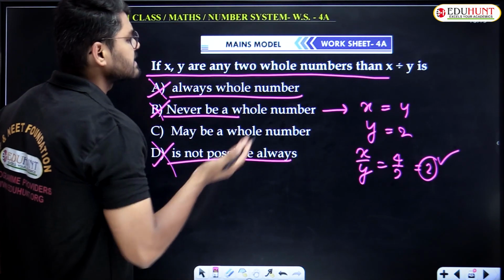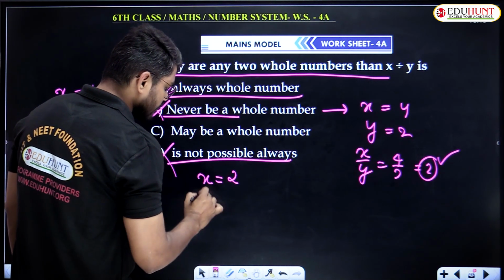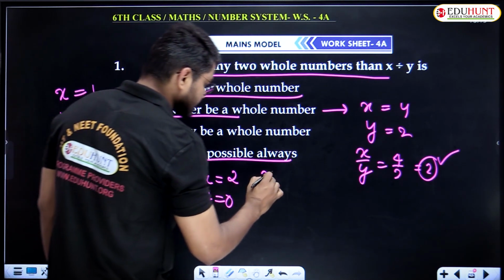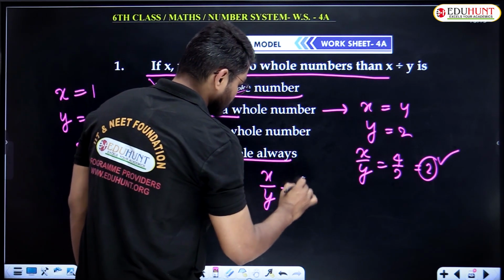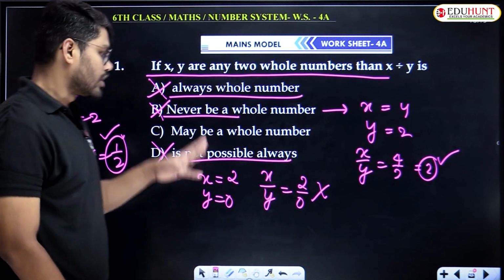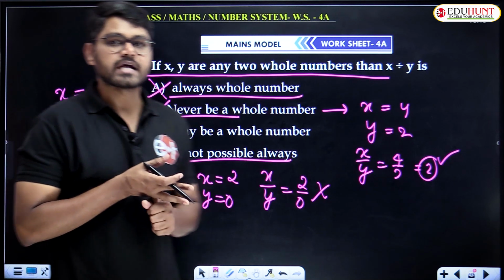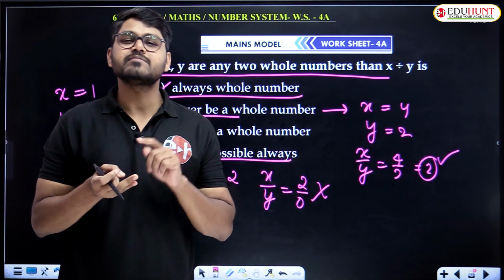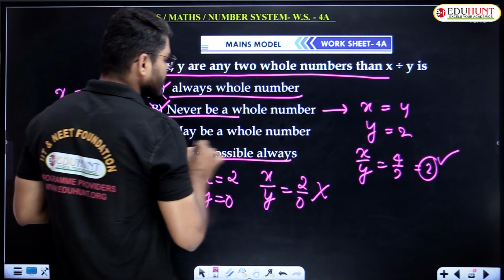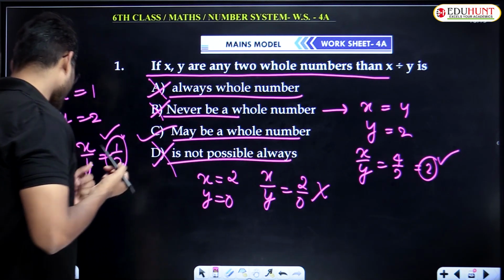Another case is also there. What is that? If x is equal to 2, y is equal to 0, because 0 is a whole number, that means x by y is equal to 2 by 0. It is not possible, that is undefined. But not always, only in this case. Sometimes it is a whole number, sometimes it is not a whole number. So we can write it may be a whole number. The answer for this question is option C, may be a whole number.